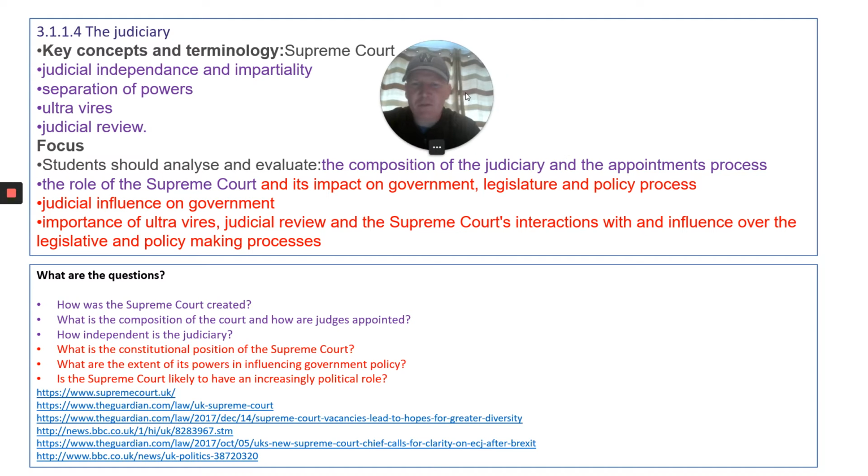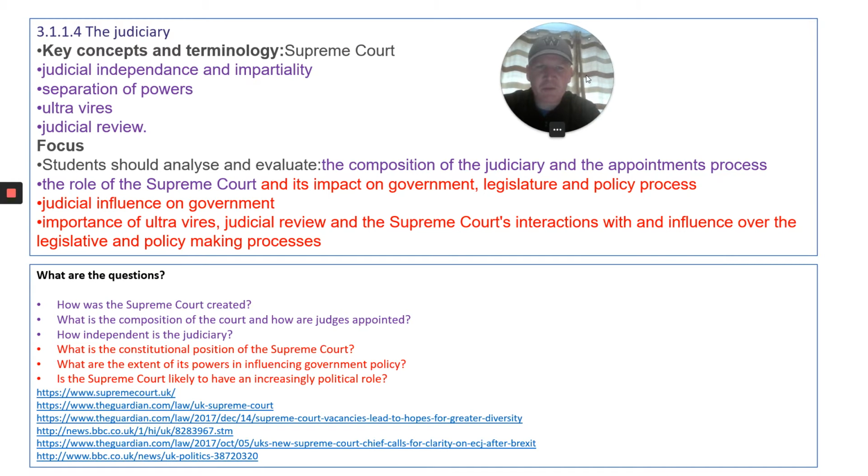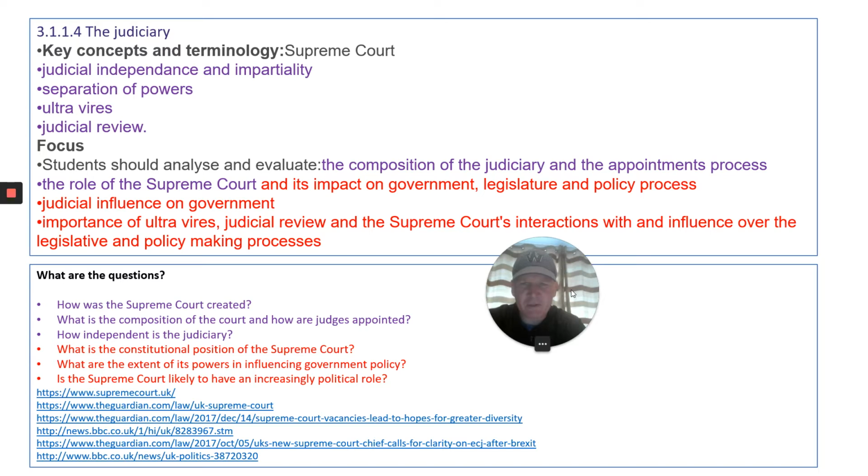So far we've looked at some of the key concepts. These are in purple, okay? And if you're not sure, make sure you go back over these so you understand the wordings. We looked at the composition, we looked at the appointments process. So that takes us down to the areas in red. The actual role of the Supreme Court and how it interacts obviously with the legislature and the executive, that's going to be our main focus.